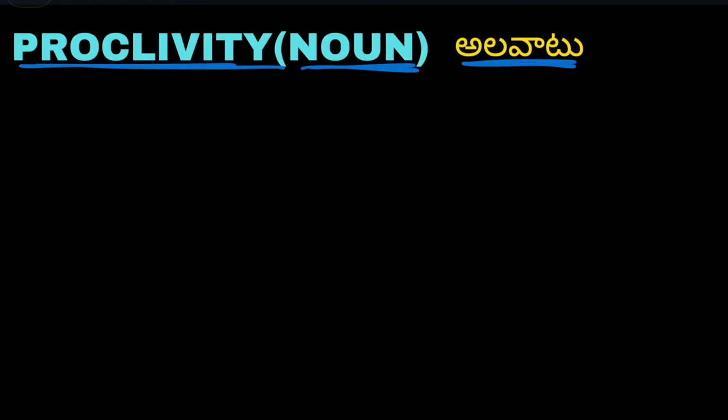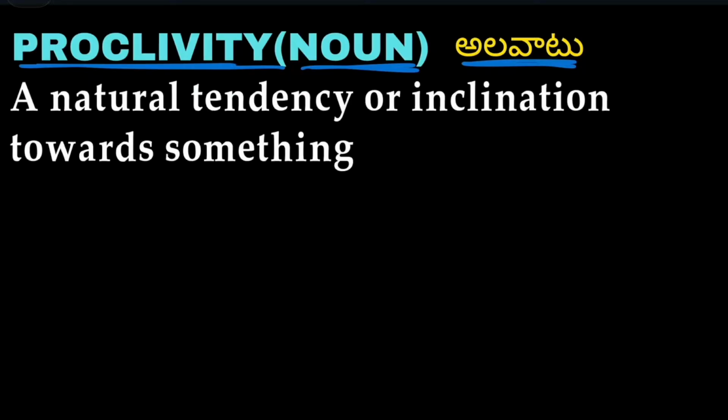Next word we have is proclivity. The next word on the screen is proclivity. Proclivity is a noun, and proclivity means alavatu. A natural tendency or inclination towards something is called proclivity.